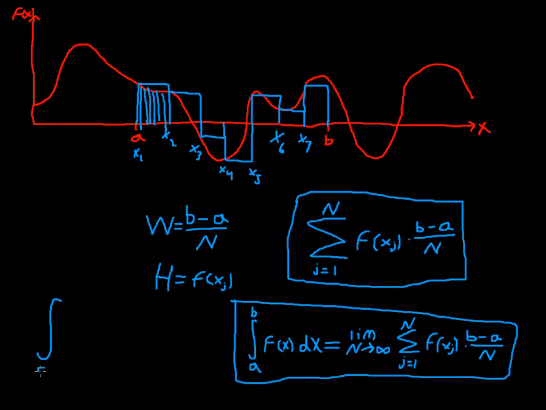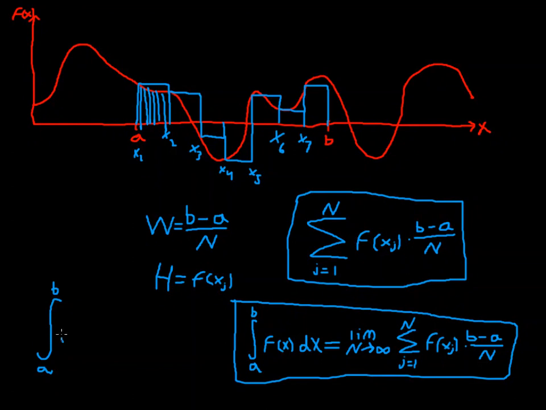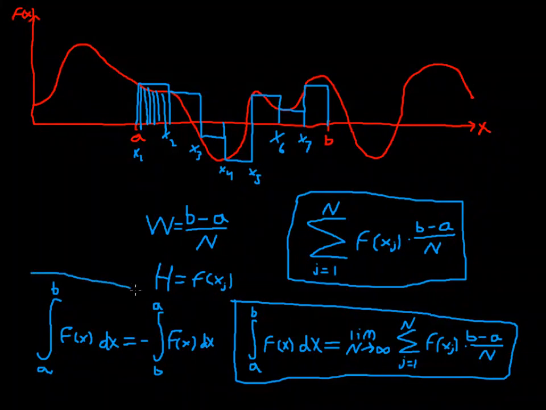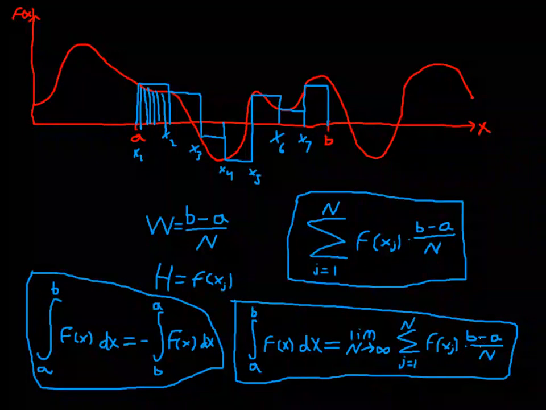The integral from a to b, f of x dx, is equal to negative the integral, same integral, but from b to a. But the argument of the integral is going to be the same. It's f of x dx. And you can see through this formula why that is true.